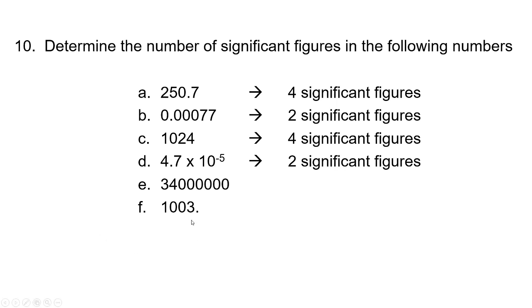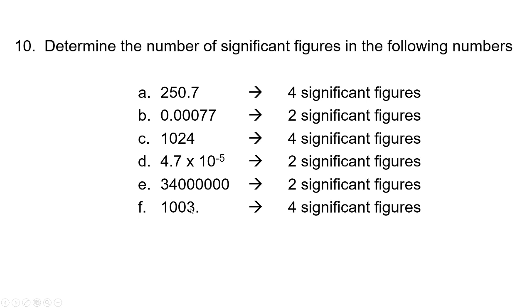For letter E, I notice there is no decimal point present in the number. That means that my trailing zeros, or zeros that come after my last non-zero number, are not going to be significant. So only the 3 and the 4 here are significant. So I should have 2 significant figures there. For letter F, I do have a decimal present, and these zeros are sandwiched. So the 1, the 3, and both zeros are significant, so I have 4 significant figures.